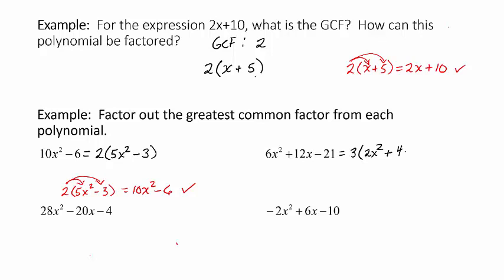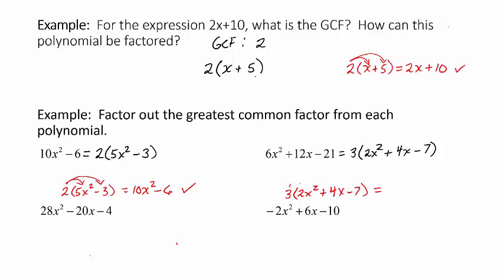4, right? 3 times 4 gives us 12, so we have 4x in the middle there. And then 3 times what gives us negative 21? Well, minus 7, right?